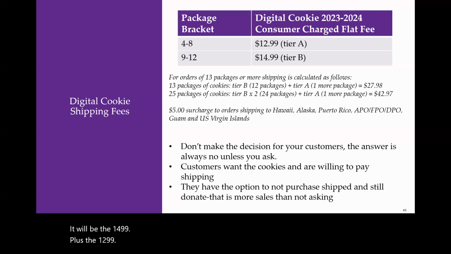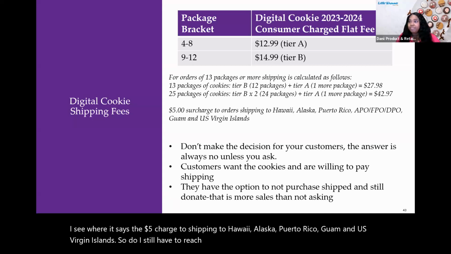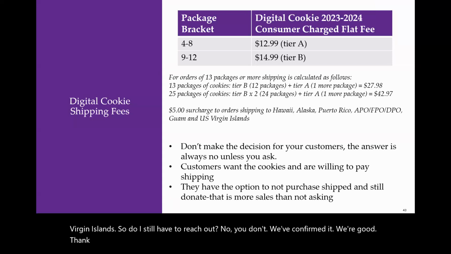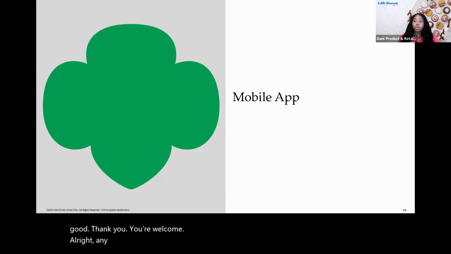I see where it says the $5 charge for shipping to Hawaii, Alaska, Puerto Rico, Guam, and U.S. Virgin Islands. So do I still have to reach out? No, you don't. We've confirmed it. We're good. Thank you. You're welcome. All right. Any questions on shipping cookies or cookie ordering, the customer view? All right, let's talk about the mobile app.